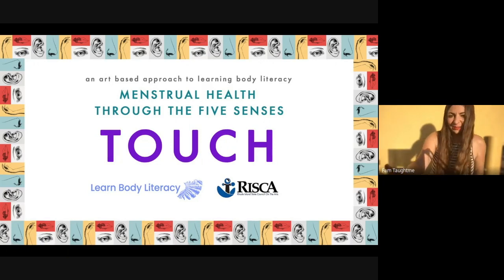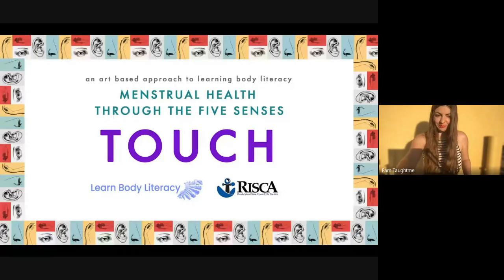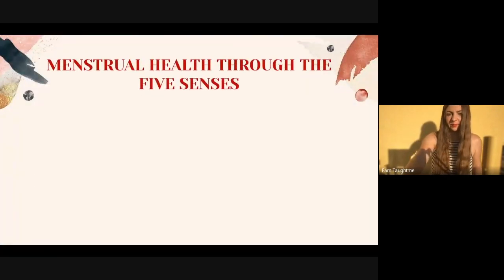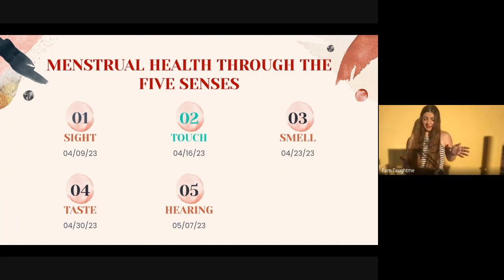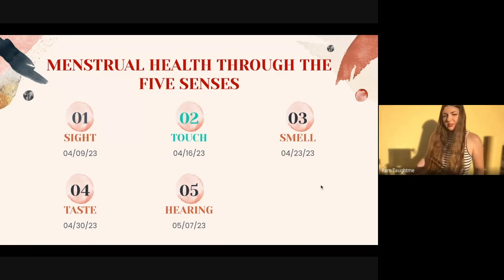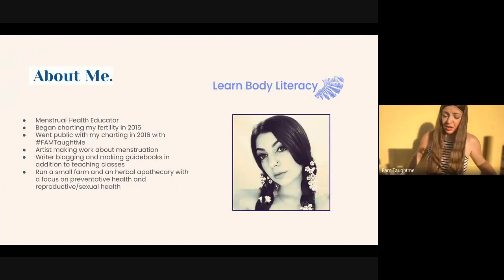Okay, so today is Menstrual Health Through the Five Senses. We'll be talking about touch. The touch unit here is the second of five units on menstrual health through the five senses. Each week in April and into May, we'll be talking about the different senses that we experience our bodies through. Specifically, we'll be talking about how to utilize this for fertility awareness purposes and for general body literacy purposes as well. Each one is going to be talking about a different sense, and today we'll be talking about touch.